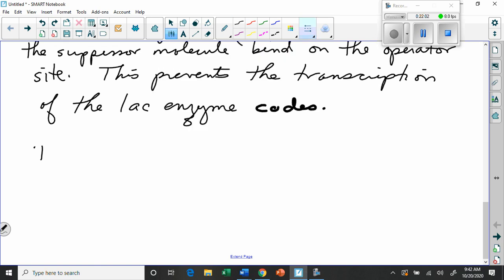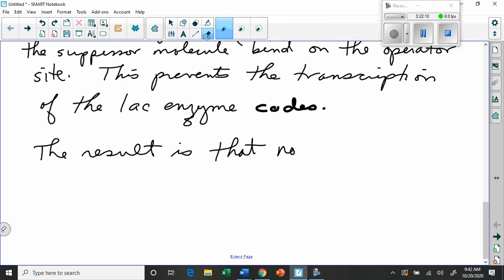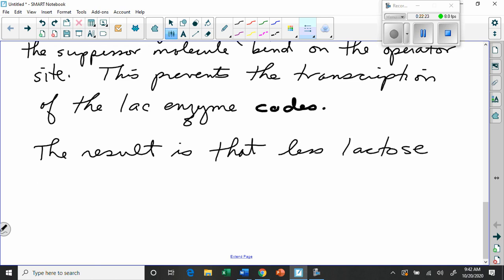The result of this is that no lactose is being digested, or let's put less lactose is being digested. Never say no, never use absolutes in biology. I've learned that over the years. Less lactose is being metabolized. Instead of digested, let's say it's being metabolized. Let's learn to use these words so they become part of our vocabulary.